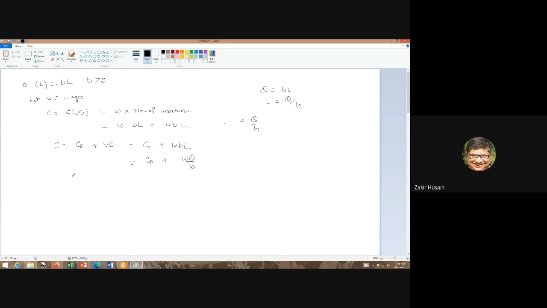Profit function is nothing, profit is P into Q minus TC. So just assume a price, minus C0 minus, so it will become P minus this amount. Prove that a production function is continuous and let, according to definition 4.5.